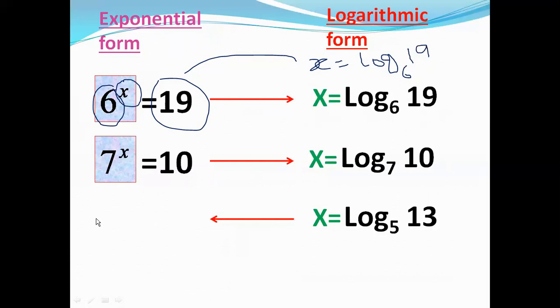So we have to write it into exponential form. Here, in exponential form, first you have to write the base, power and result. Here what is the base? 5. First write 5, and next what is here? Power. Here power is x. So 5 power x is equal to, what is the result here? 13. So 5 power x is equal to 13.